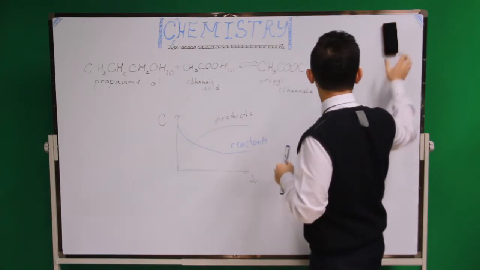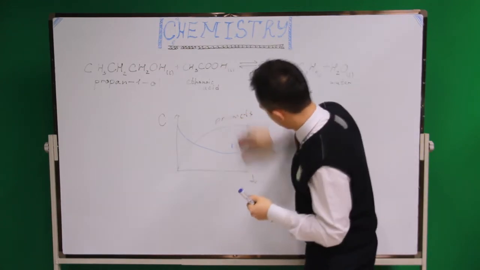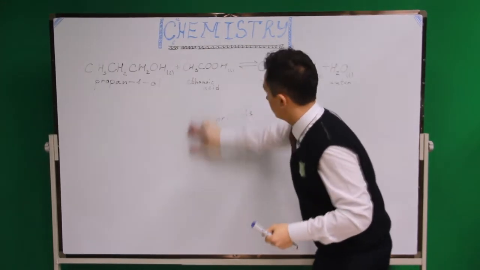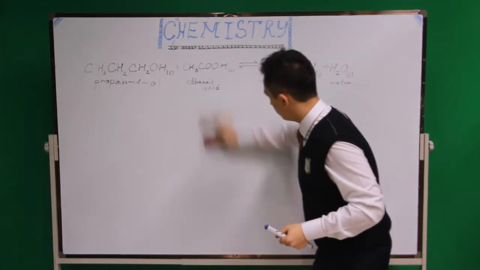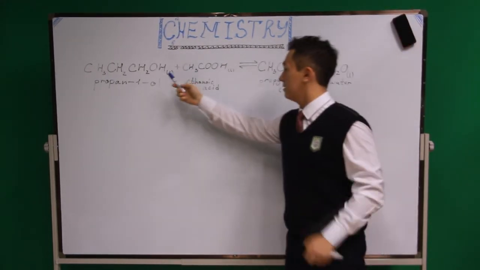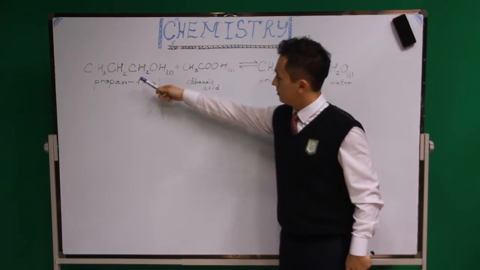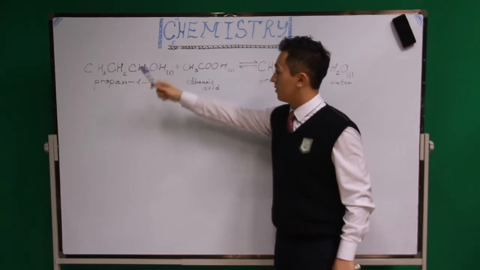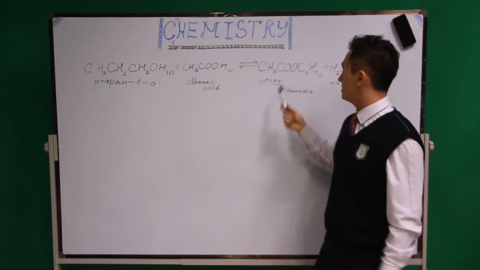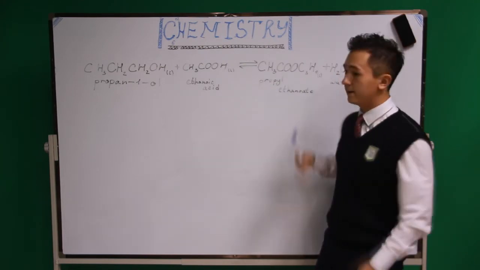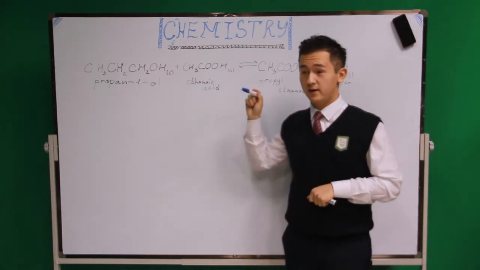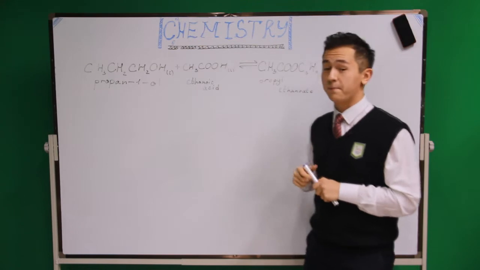So as an example of dynamic equilibrium, we can say this kind of formula. So as you can see, propanol, ethanoic acid, gives us propyl ethanoate and water. About this reaction we'll talk further in further time.